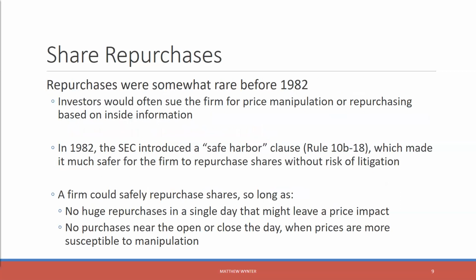Before 1982, share repurchases were very rare. Investors would often sue because they thought that the manager was trying to manipulate the stock price or that the manager was using inside information to do something that they, as an outside investor, wouldn't be able to do. After 1982, they became much more common. So the SEC introduced the safe harbor rule, Rule 10b-18, which made it safer for firms to repurchase their shares without fear of being sued.